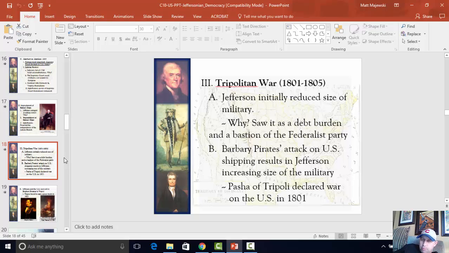And so he increases the size of the Navy. We build more ships. We build small little ships called gunboats. We don't build the big daddies like you would expect in the British Navy. So we still have a smaller Navy, but it is larger after Jefferson agrees to build it up in an effort to try to stop these attacks by the Barbary pirates.